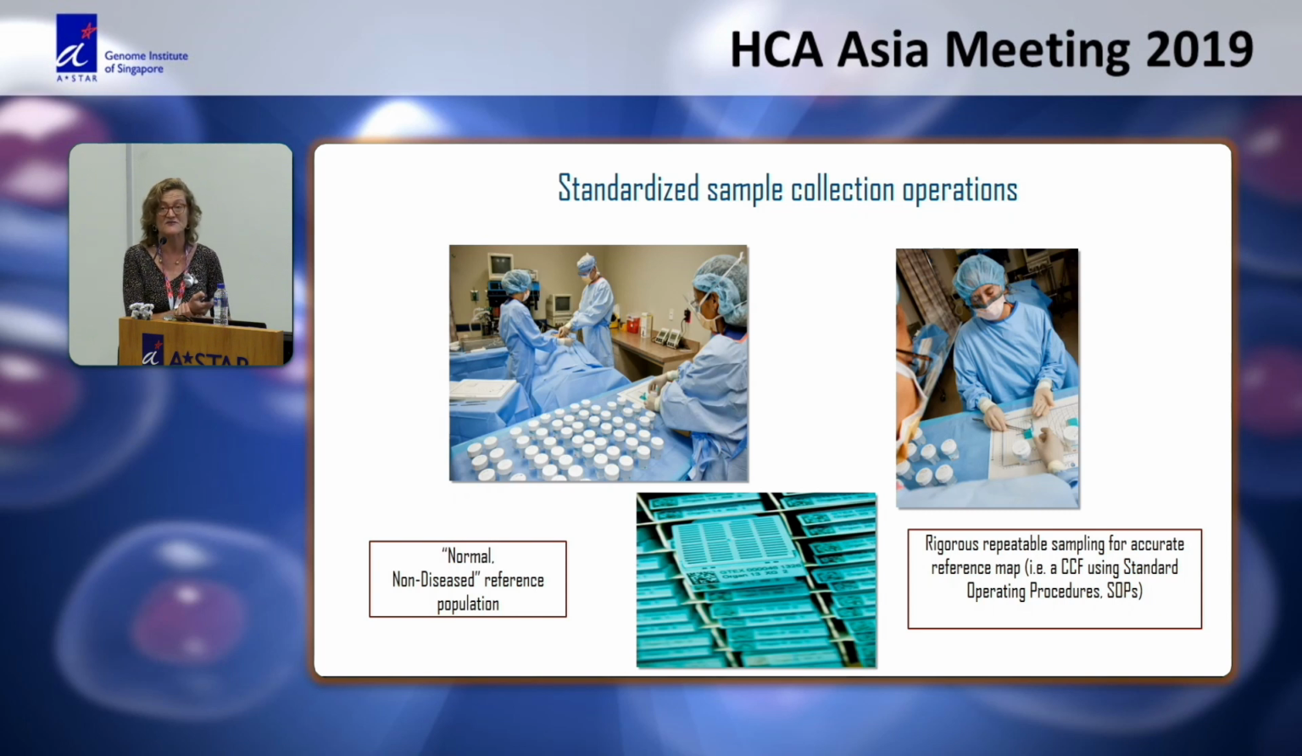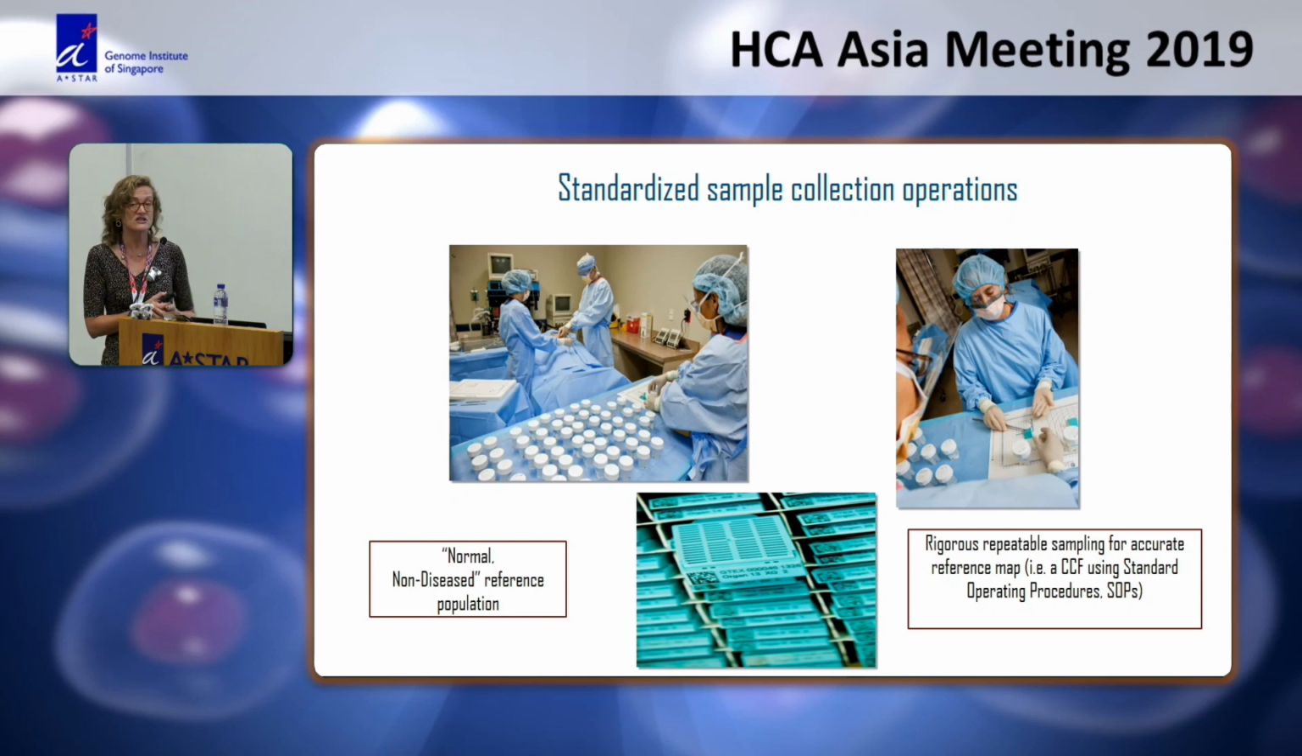You can see they were set up very rigorously. This is teams in the OR. All the 54 tissue tubes were set out, pre-labeled, very organized where they were going. These teams were trained. There's the cassettes that the tissues went in that are all labeled. I've already mentioned this was a normal non-disease reference population, and what we really had to put in place was rigorous repeatable sampling, because we needed these teams to sample the same tissue in the same way at the same site as much as possible.